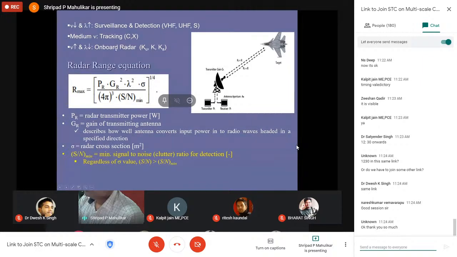And onboard radar, there is also a limitation on the antenna size. So for the antenna size to be small, it is important that the wavelength also has to be small.